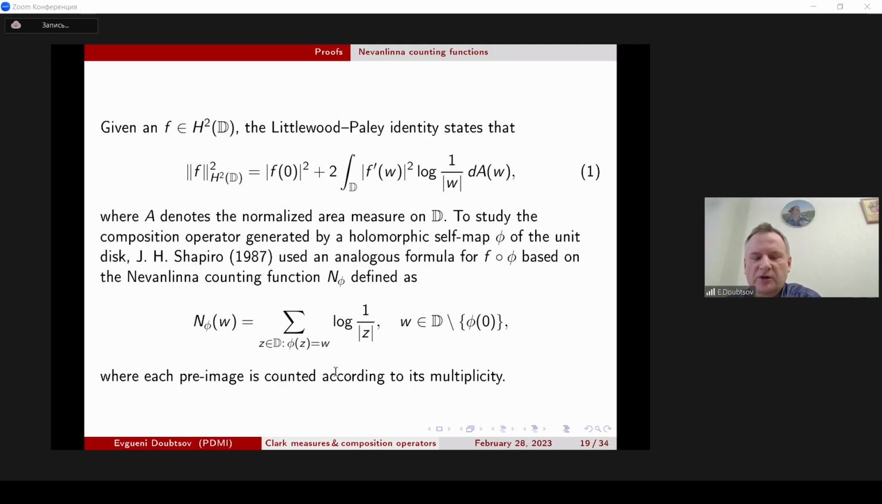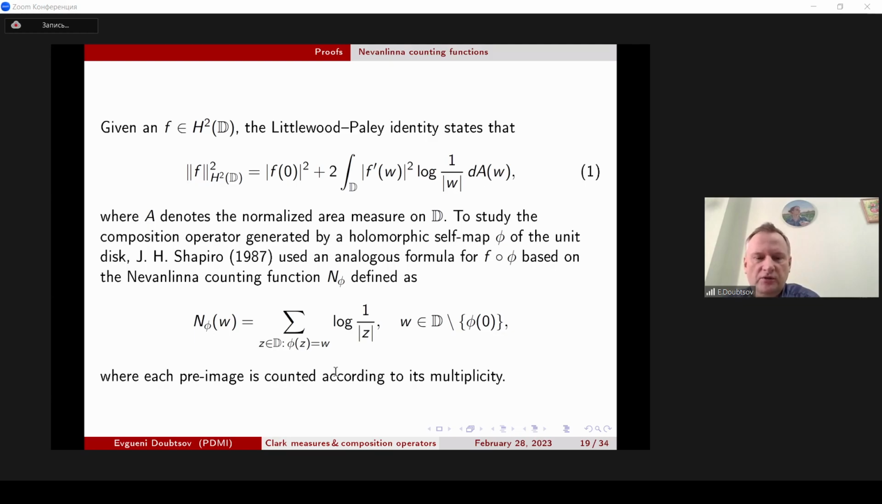In fact, the main theorem is a particular case of a more technical, more general result with two parts. It is possible to compute the essential norm in terms of the nonlinear counting function or in terms of the Clark measures. The main theorem is related to Clark measures because the Clark measures are the main objects today. But still, the idea is to replace this classical Littlewood-Paley identity by a similar formula where we use the nonlinear counting function.